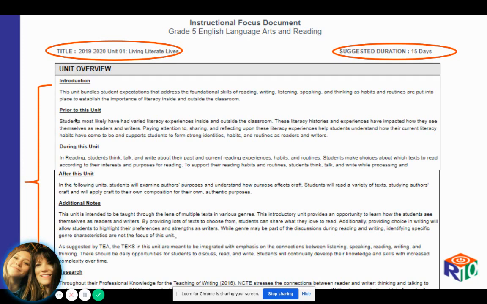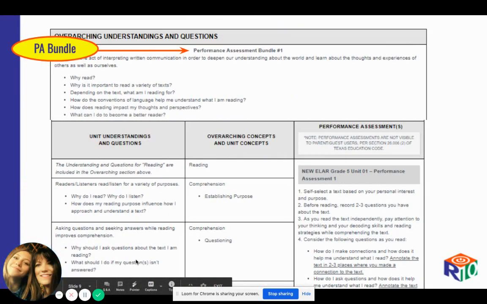So we'll definitely be looking at our intro. What do they do prior? What do they do during? What do they do after? Please do read these additional notes as well as the research. I think TRS did a really great job at finding some really powerful and relevant research there. In just a second, you'll have a chance to stop and debrief with your PLC and look at these items on the first IFD, and I'm going to show you how to do that.